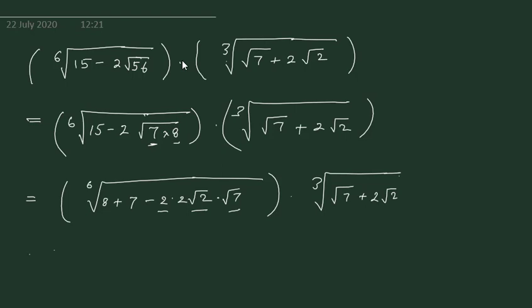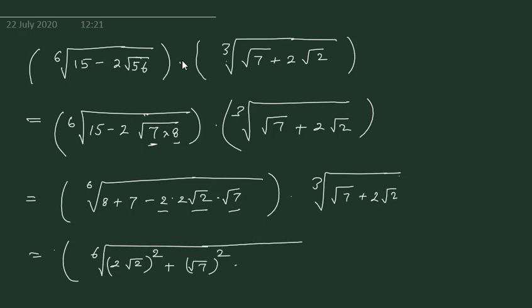Now again here it is 6th root. Now this 8 is nothing but 2 root 2 the whole square, plus this 7 we can write as root 7 the whole square. Then we have minus 2 into 2 root 2 into root 7, into 3rd root of root 7 plus 2 root 2. They are in multiplication.